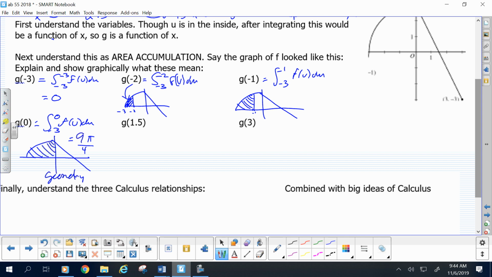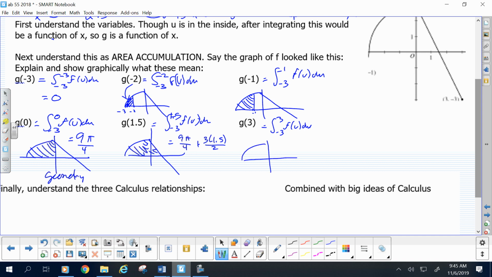G of 1.5. G of 1.5 is the area accumulated from -3 up to 1.5 under the F curve. Now we're starting to get a little triangle action. What is that equal to? 9 pi over 4, we still have that area, plus we're picking up some triangle area. Plus 3 times 1.5 over 2, and we'll just leave it at that. Again, geometry. And then G at 3 is the area accumulated from -3 to 3. And I'm going to start to say this a little different. It's the signed area accumulated.